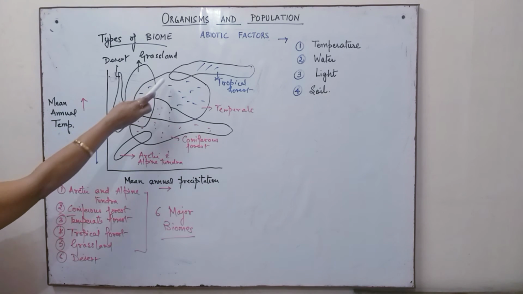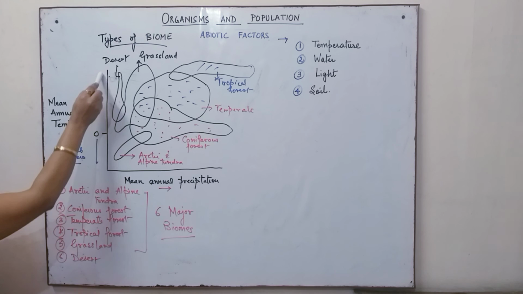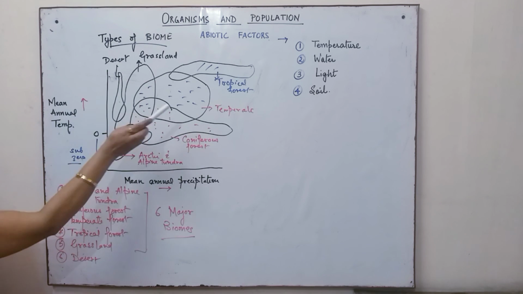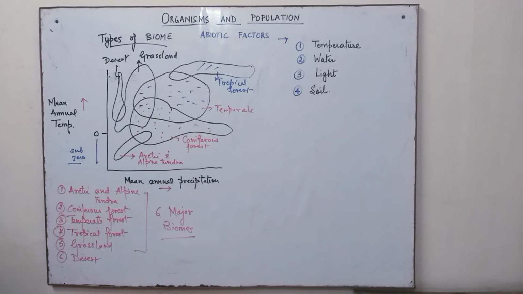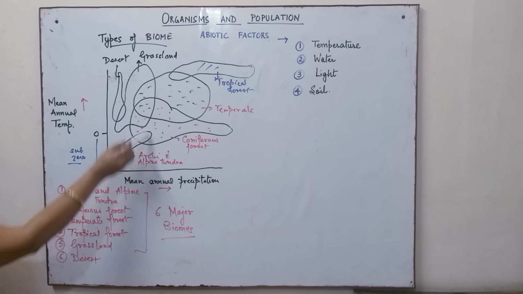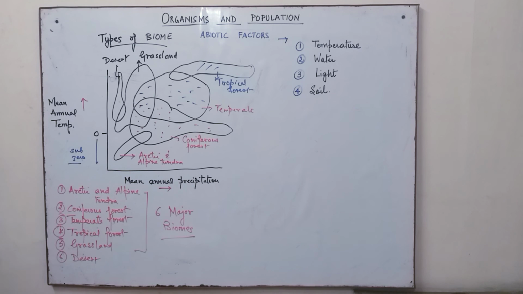You can see from the diagram, that picture, that the temperature is high and also the rainfall is quite high. So they are very rich in biodiversity. Coming to the grassland, they have high temperature. The summers will be very hot and the temperature can go up to 0 degree or maybe slightly lower. The precipitation is poor, as you can see from the picture.